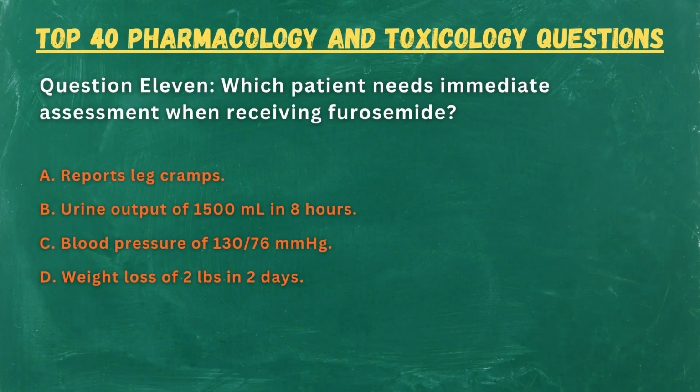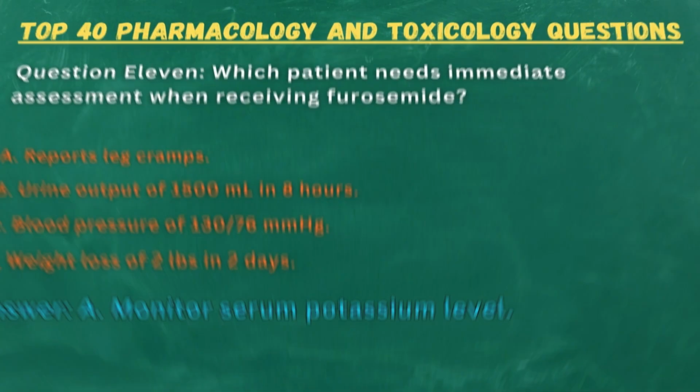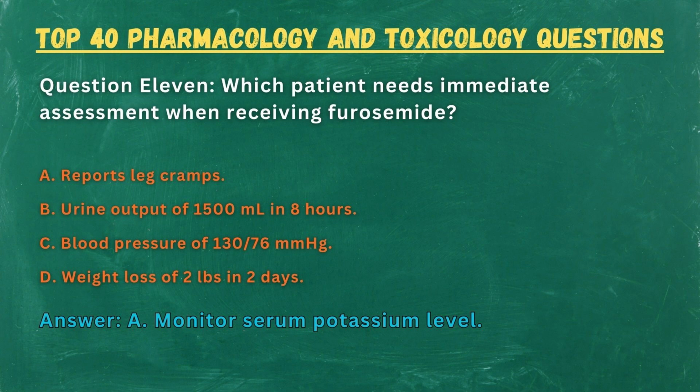Question 11. Which patient needs immediate assessment when receiving furosemide? A. Reports leg cramps. B. Urine output of 1,500 milliliters in 8 hours. C. Blood pressure of 130/76 mmHg. D. Weight loss of 2 pounds in 2 days. Answer. A. Reports leg cramps.